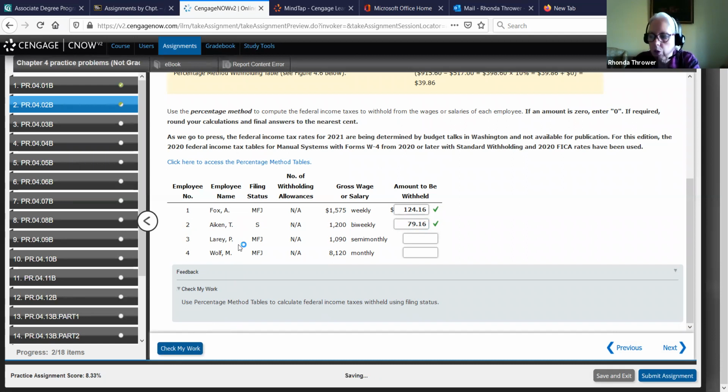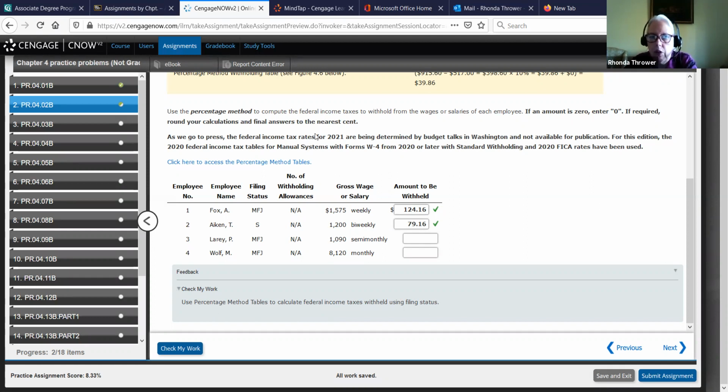I'm going to move to my third employee. I'm going to write down information about the third employee. The third employee is Larry, and Larry is married filing jointly. That's important to write down for Larry. Also, I want to write down his pay, which was $1,090. Notice the pay period is semi-monthly. Write that down so that you'll have all this information for you when you go to your percentage tables.